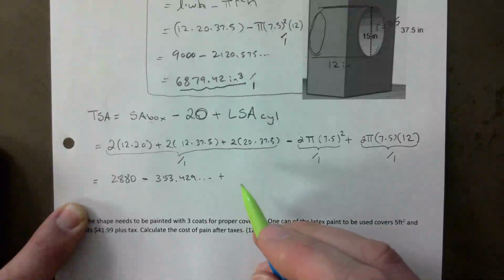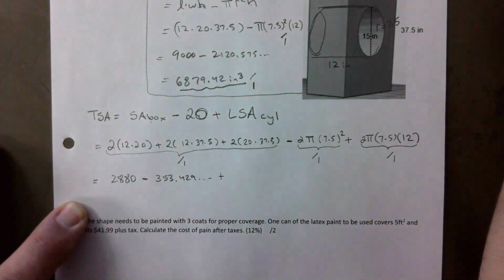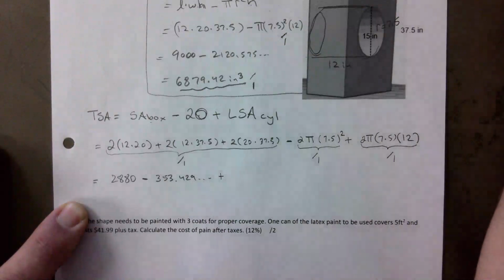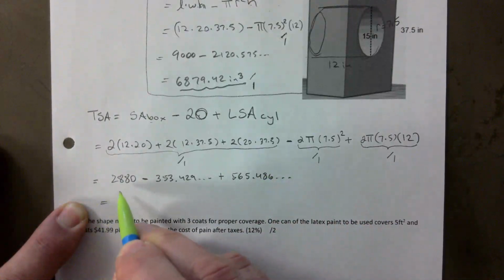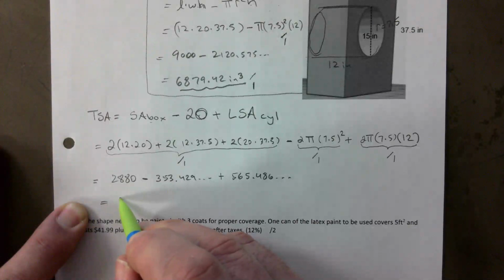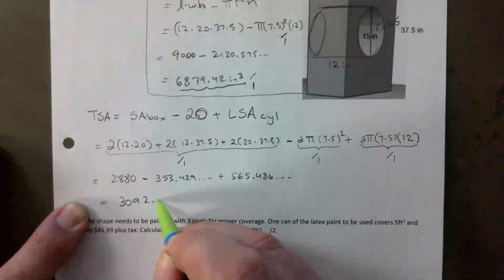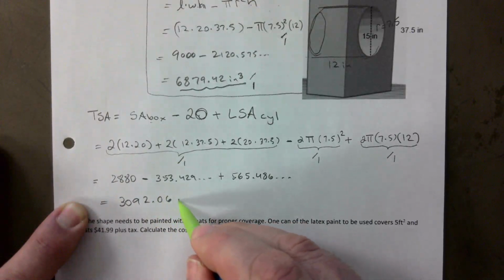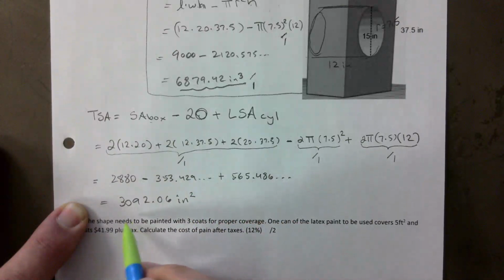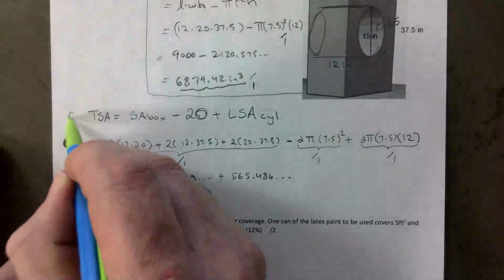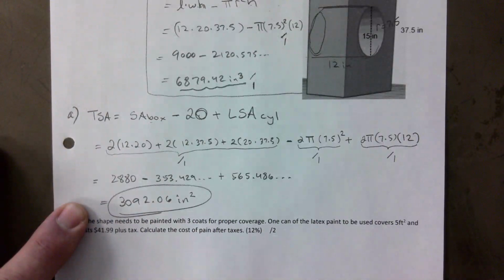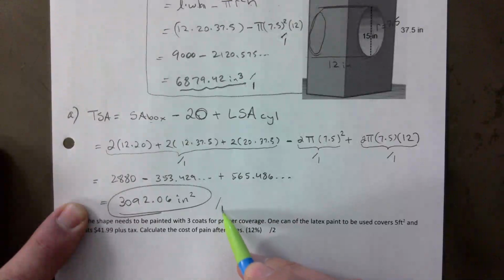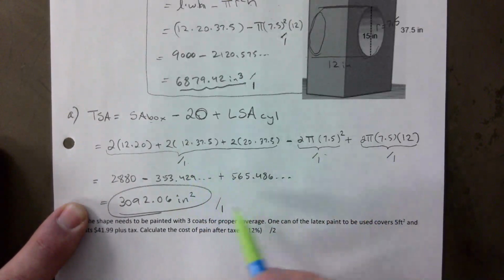Plus this part right here, 565, yeah, 486.565 486 and something, and then I crunch that, and I get 3092.06, and we are in inches, so that'd be square inches. So this is A, and this part here was B up there. So another mark here for the final answer because you're crunching it. So 1, 2, 3, 4 for that part.